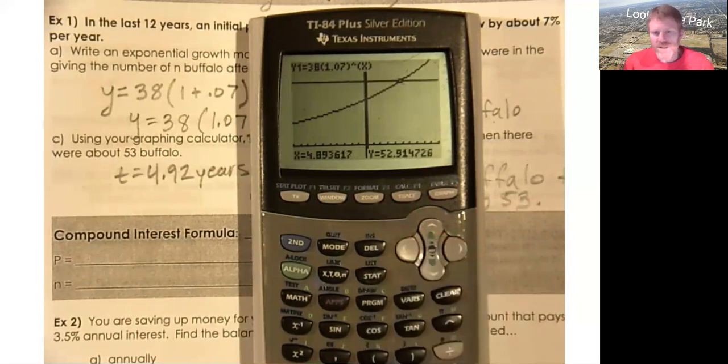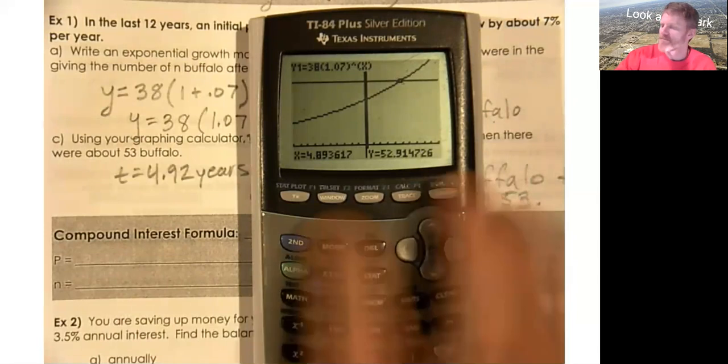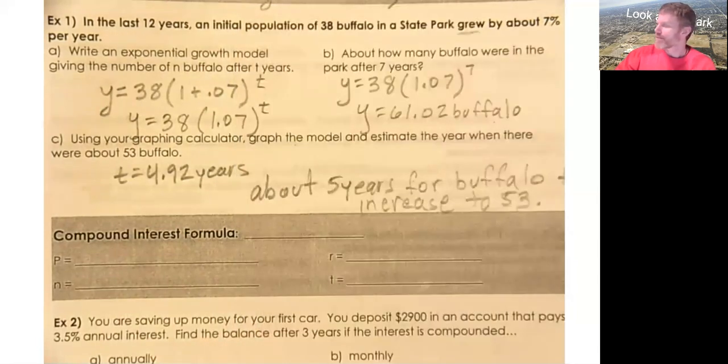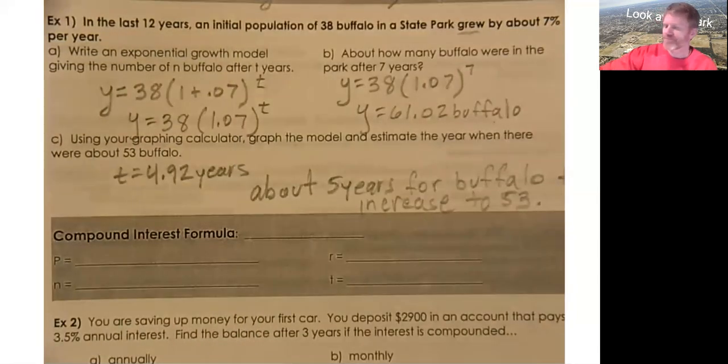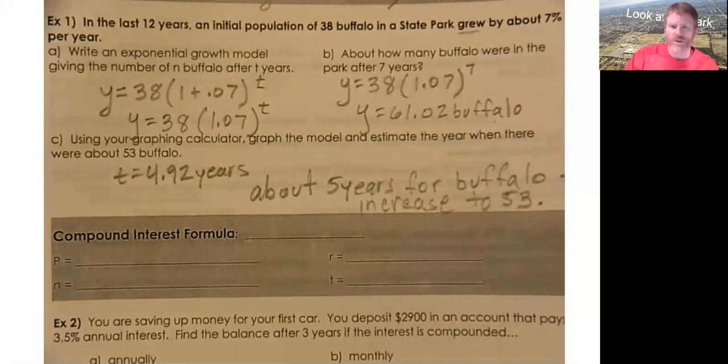So if you give me an answer that is 4.89, then you know that you did a calculation that wasn't as accurate. So you want to be sure to follow the steps for the accurate calculation. All right, so that is exponential growth. We are growing at a 7% rate for these buffalo.